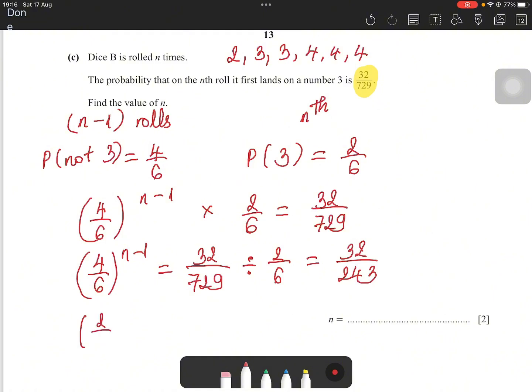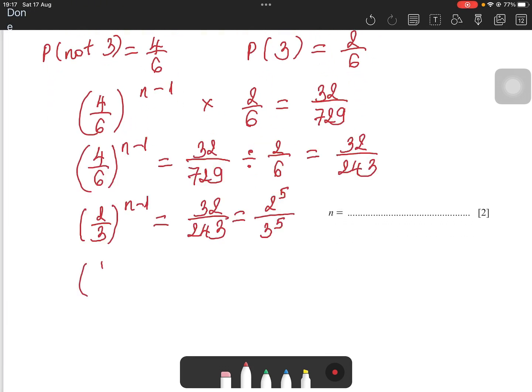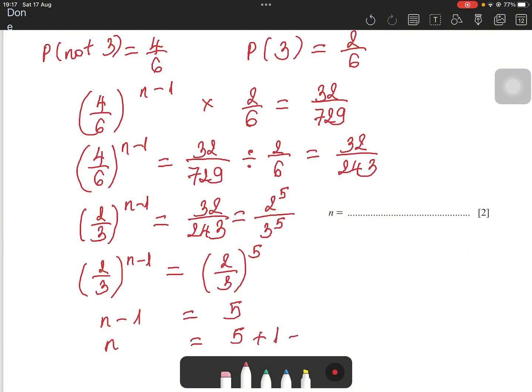4/6 is actually 2/3, so (2/3) to the power of n minus 1 equals 32 over 243. This one is equal to 2 to the power of 5, and 243 is 3 to the power of 5. So this means (2/3) to the power of n minus 1 is equal to (2/3) to the power of 5. If the bases are the same, then the power n minus 1 is equal to 5, and thus n is 5 plus 1 equals 6. 6 is the final answer.